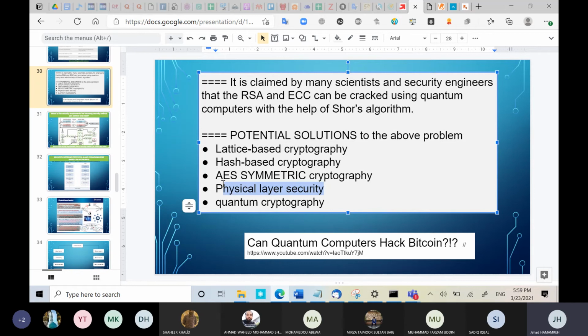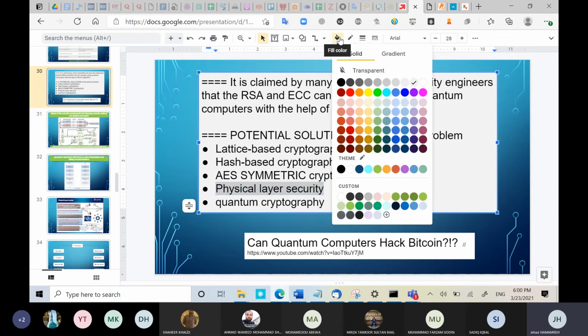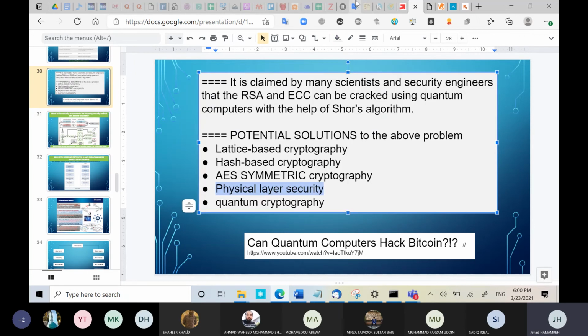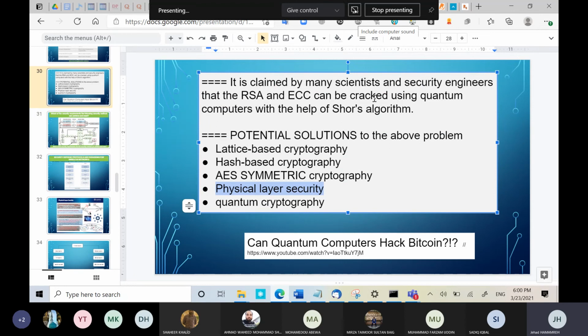Now, the strongest one remains the physical layer security approach. This is expected to be the most significant one, and the reason is that this approach can help you achieve perfect secrecy, which means zero information leakage to the eavesdropper without even sharing a key between the transmitter and receiver. This is the beauty of this approach.